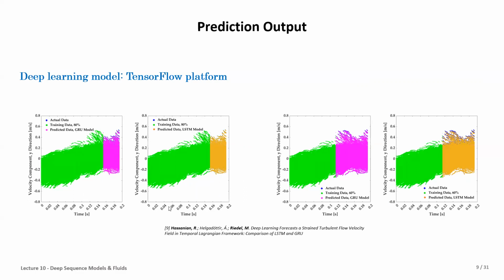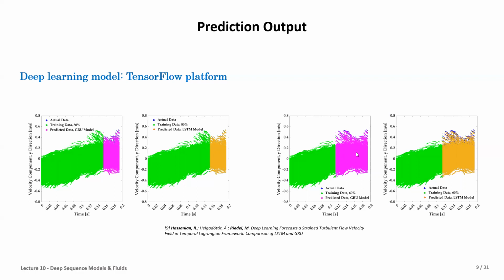However, it's a very short measurement. You see the time of the measurement is totally 0.2 second, and we use 80% for training and the remaining 20% for validation. Then again, we use this model with 60% training, with GRU and LSTM. As you can see here, again, the blue color is the actual data, and this color part is the prediction for these two models. And again it is matching considerably.